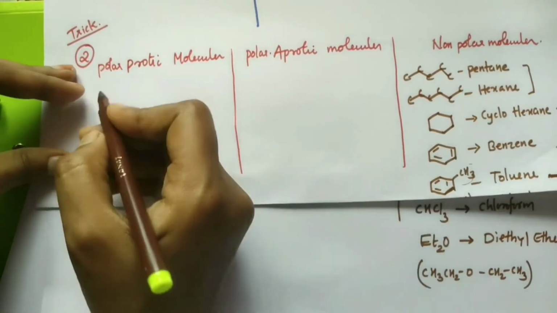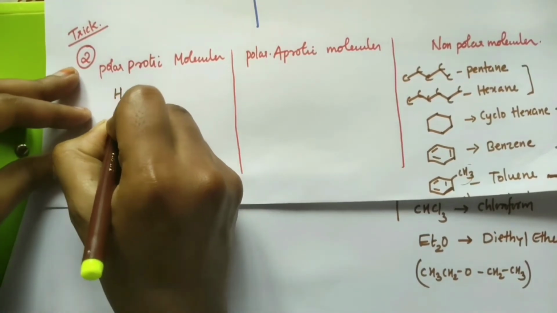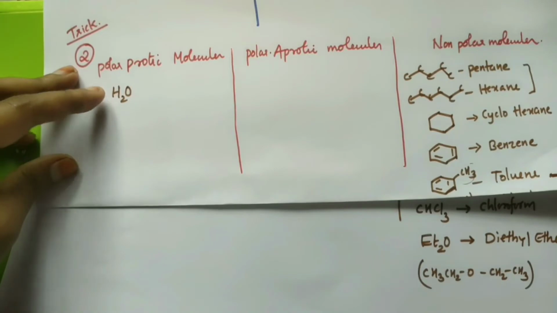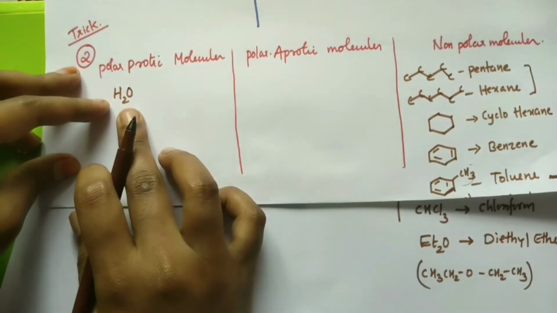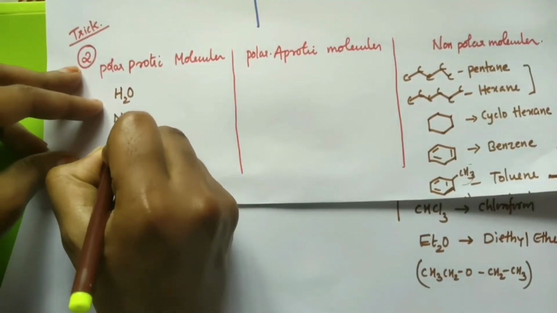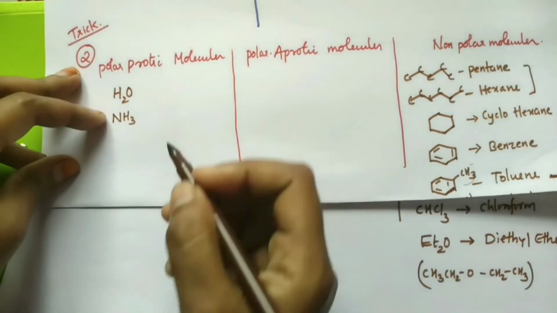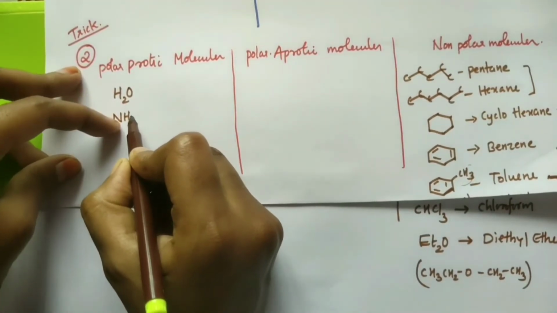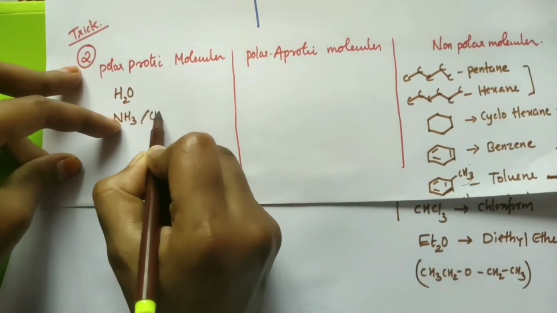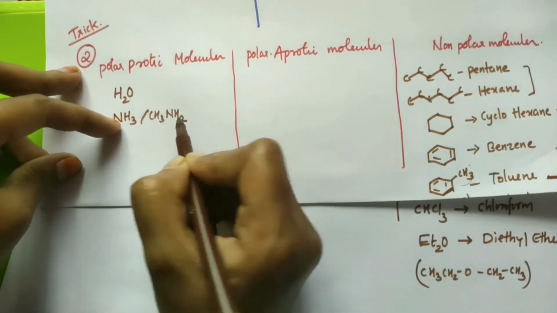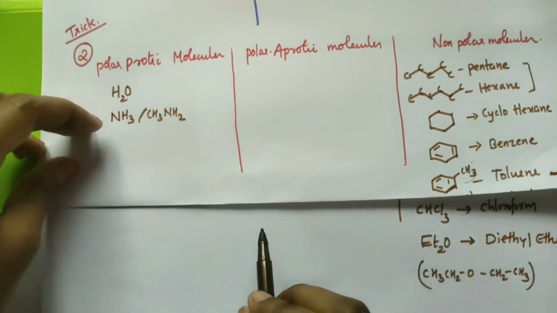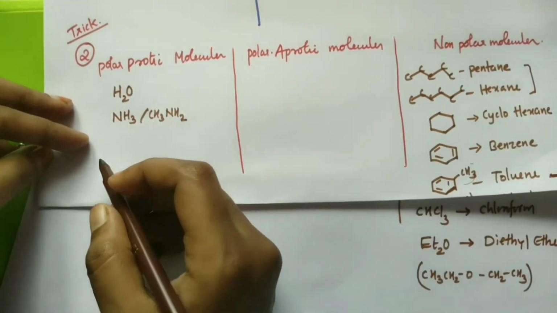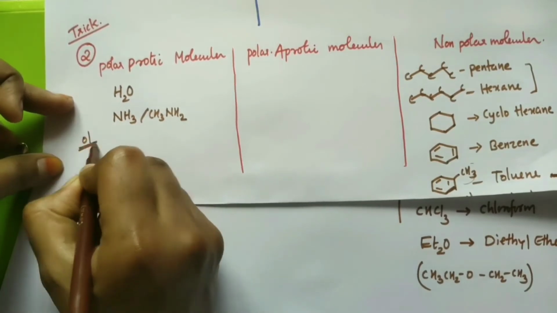First of all, we all know what a protic molecule is, a polar molecule which is included in polar protic molecules. And then ammonia. Water, ammonia, make it a pair. If you have ammonia, you can write CH3NH2, an amine. This is also a polar protic molecule. And then we are taking all the OH groups.